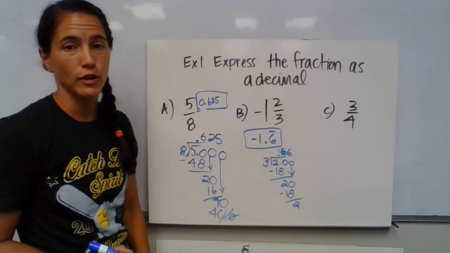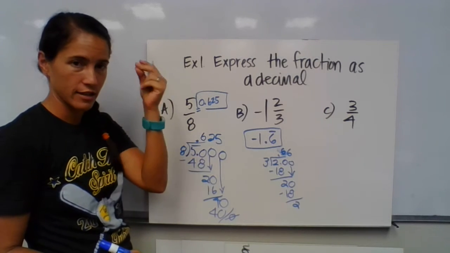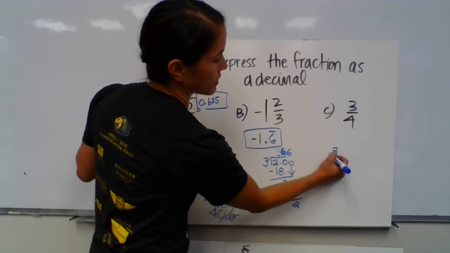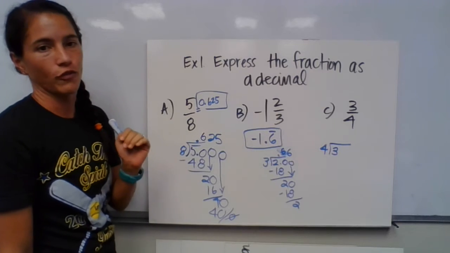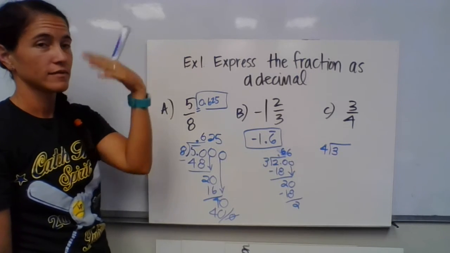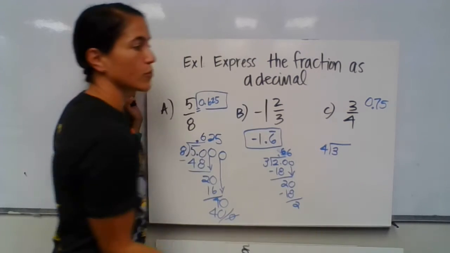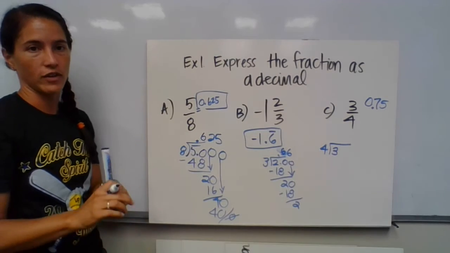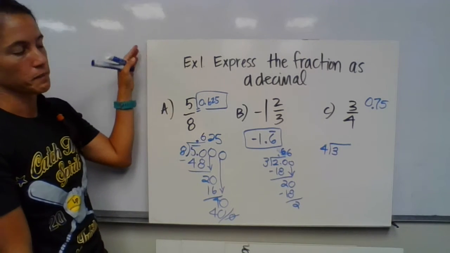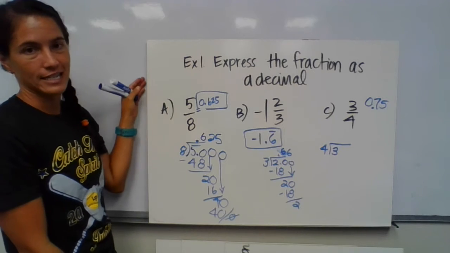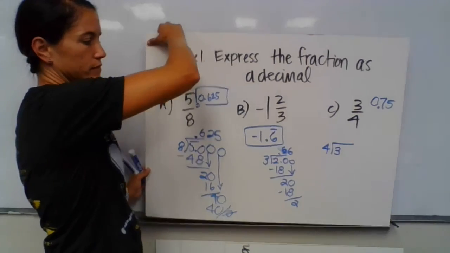All right, so this last one, 3/4. I am hoping that you know 3/4 as a decimal off the top of your head. But in case you don't, you would divide. And I'm going to let you try that one. Pause it. You finish that one. Okay, press play. And 3/4 as a decimal is 75 hundredths. Think of 3/4, 75 cents, or 75%. So expressing the fraction as a decimal, you're going to divide the numerator divided by the denominator.